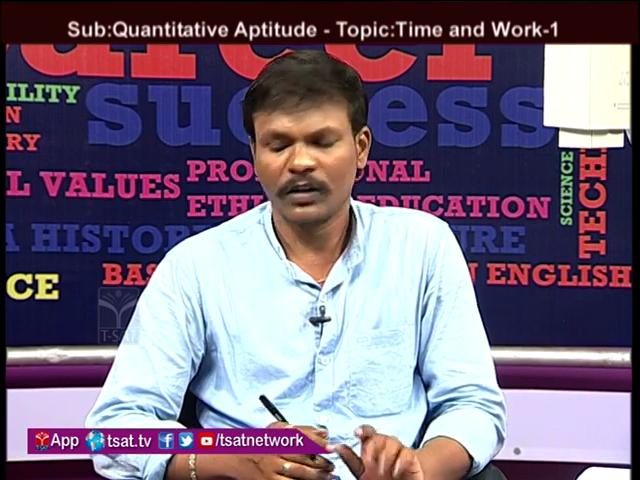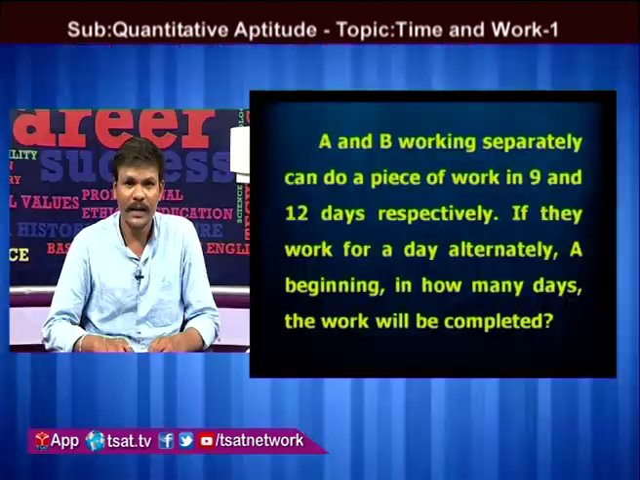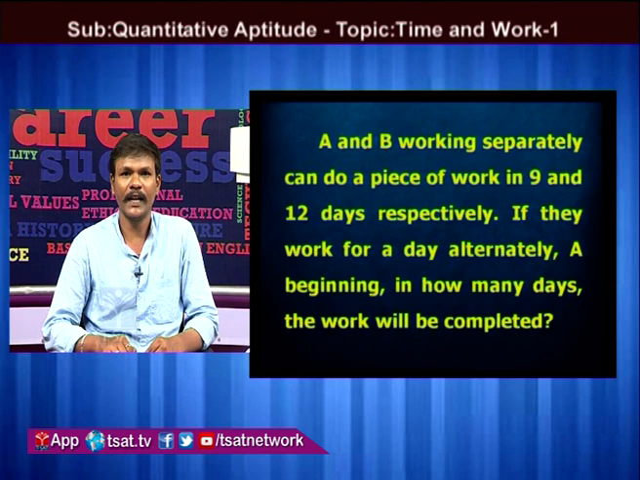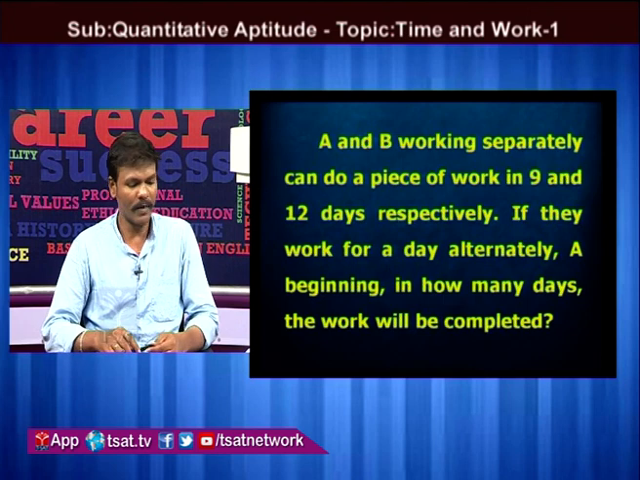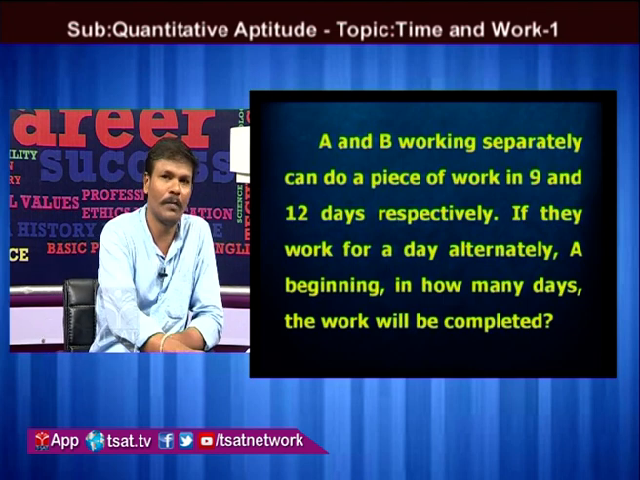Next, move on to the next question. A and B working separately can do a piece of work in 9 and 12 days respectively. If they work for a day alternatively with A beginning, in how many days will the work be completed? This is another important model.